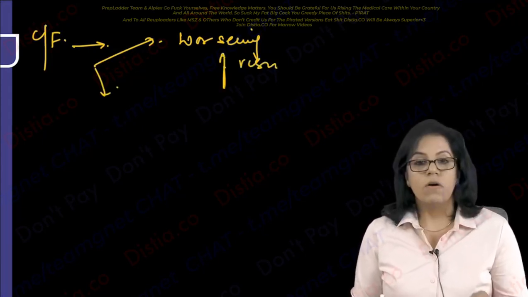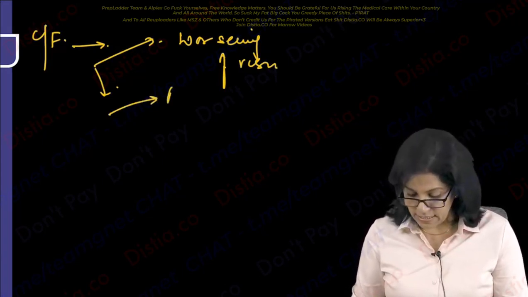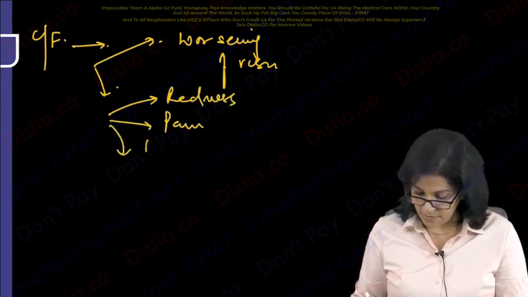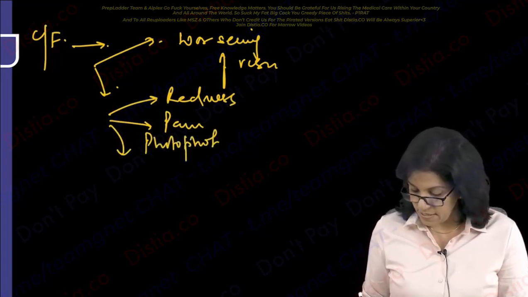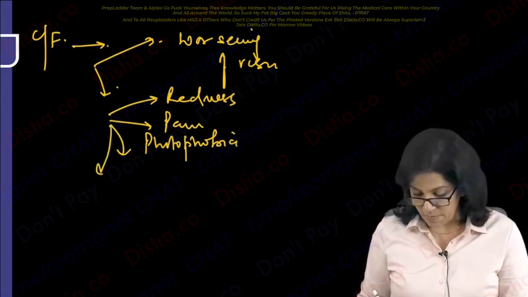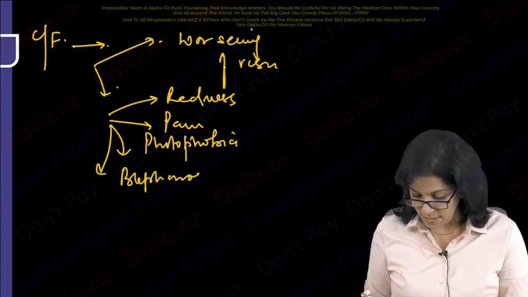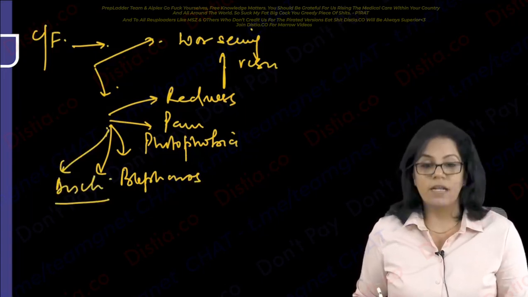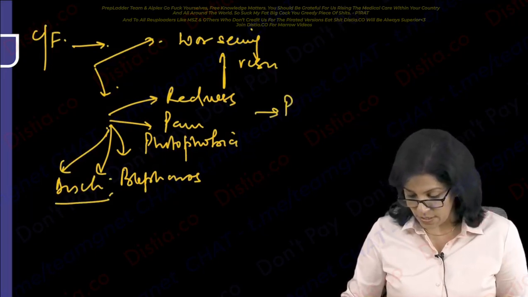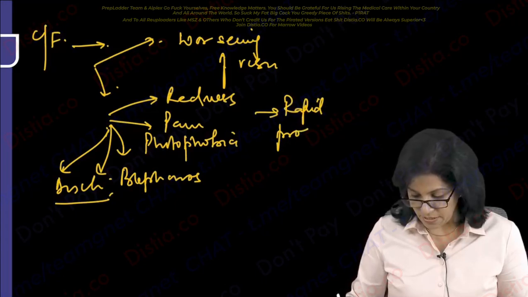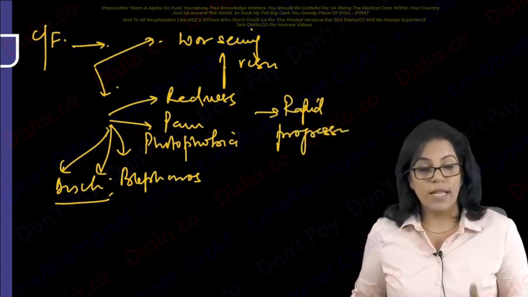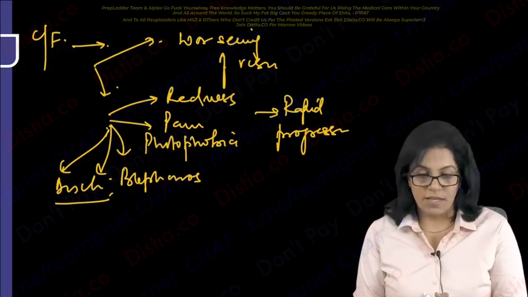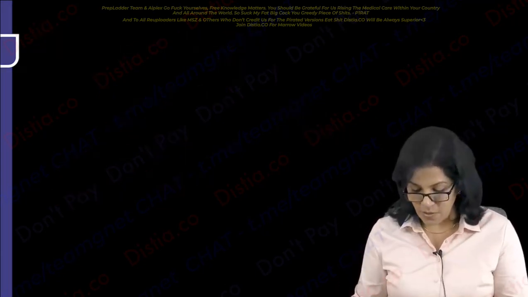And second, all the signs of inflammation like redness, pain, photophobia, and, as we have learned in conjunctiva and cornea, blepharospasm, discharge. All these signs are going to rapidly progress or increase. So there is rapid worsening or rapid progression of these symptoms. The nightmare has become real.